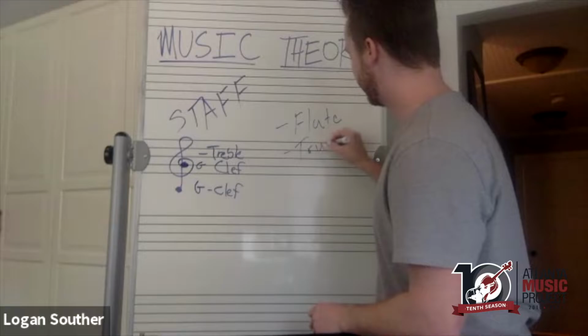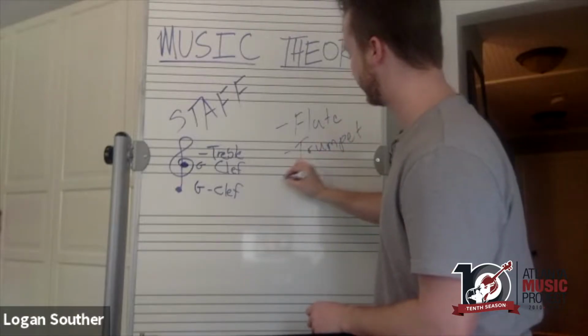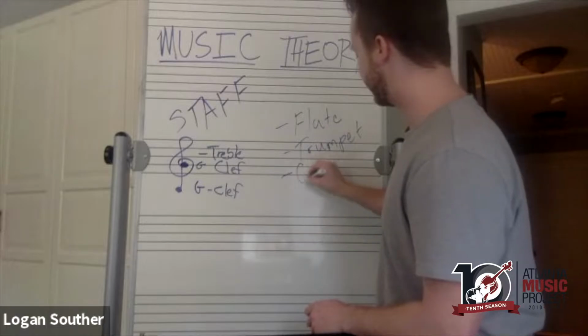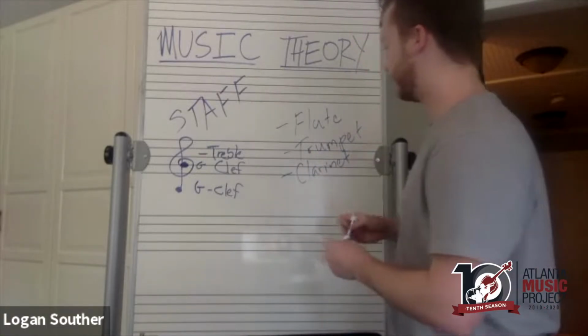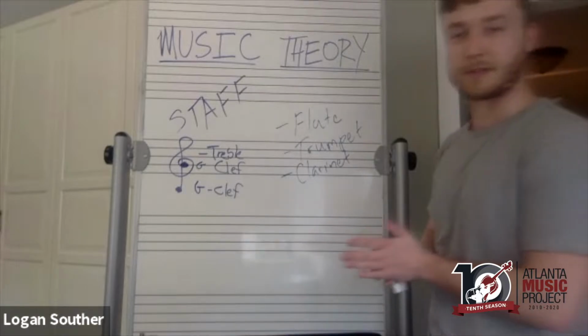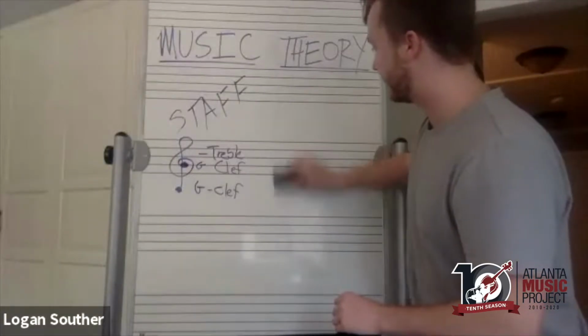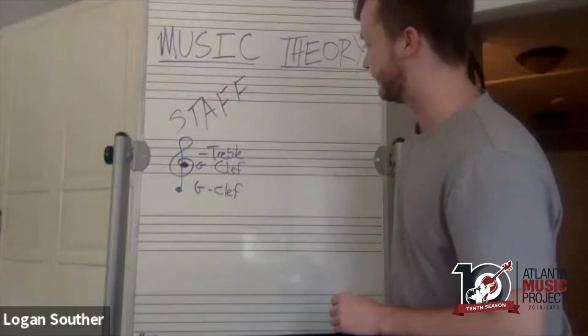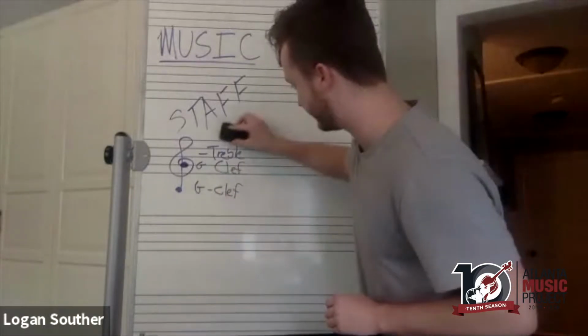trumpet. If you guys have any other ideas, you can always put that into the chat. Flute, trumpet, clarinet. These are all instruments that play from the treble clef. Good. So this is all about the treble clef today. So moving on, we got the treble clef called the G clef.